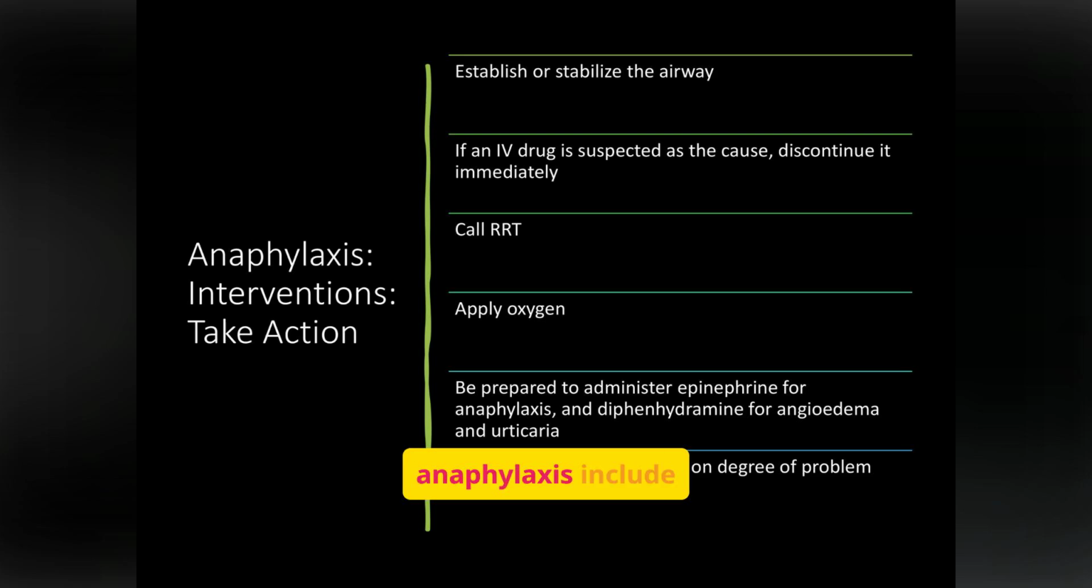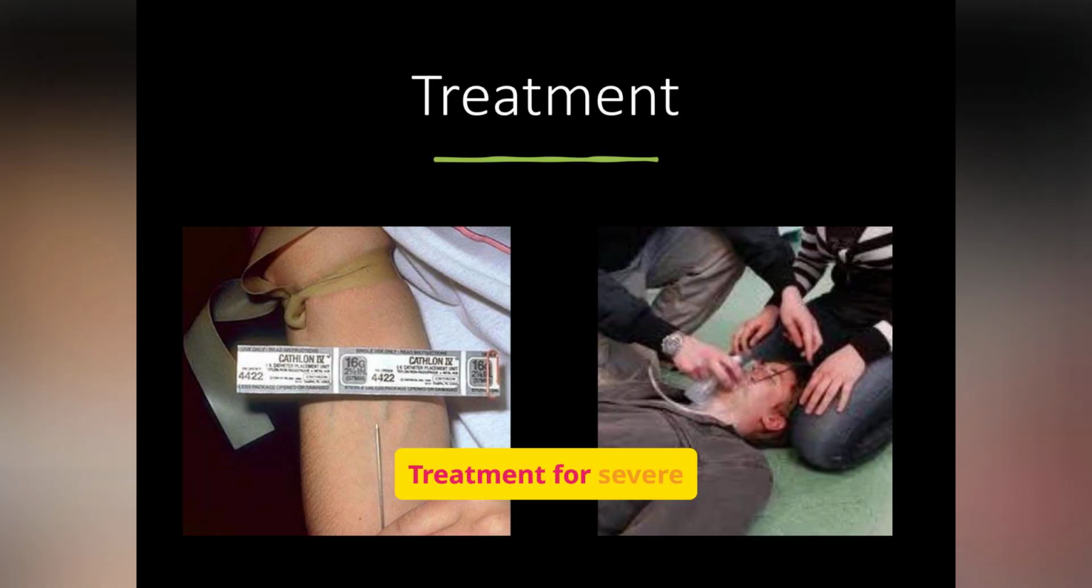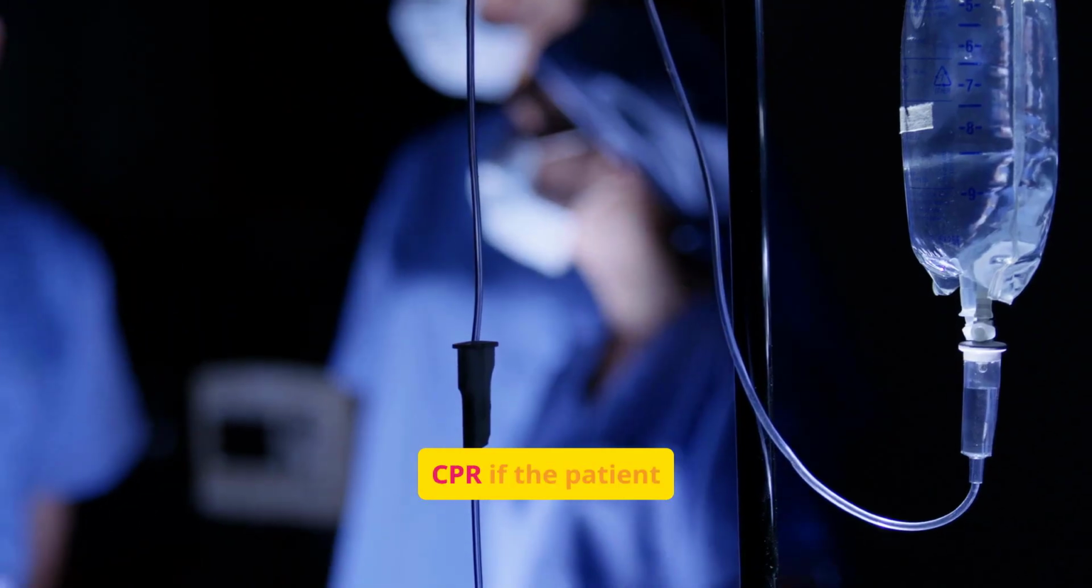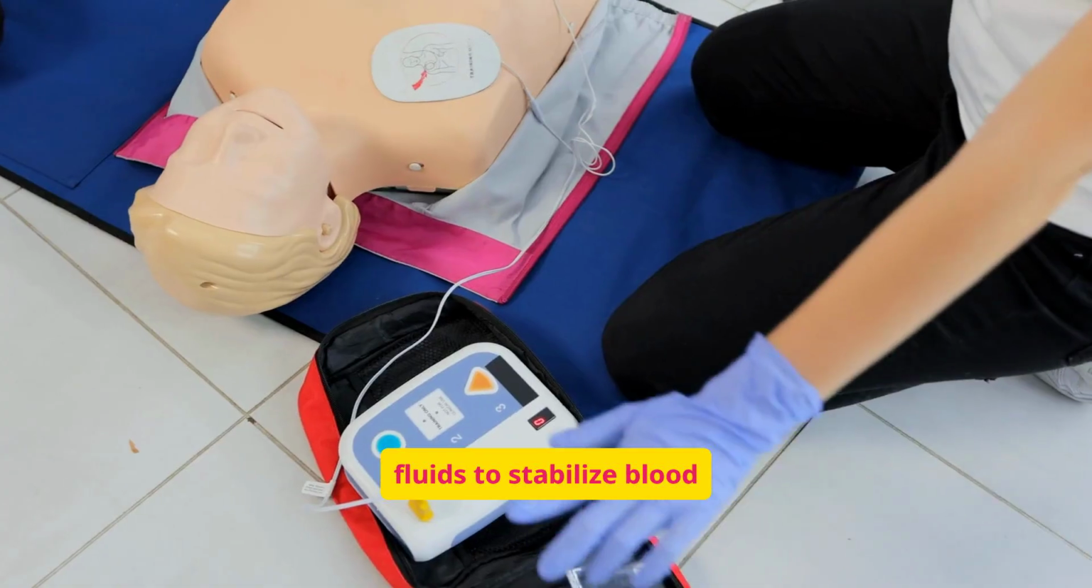Interventions for anaphylaxis include establishing or stabilizing the airway, discontinuing any suspected IV drugs, calling the rapid response team, and applying oxygen. Be prepared to administer epinephrine and diphenhydramine. Treatment for severe allergic reactions may involve IV insertion for medication administration and potentially CPR if the patient experiences cardiac arrest. Having IV access ensures we can quickly give emergency drugs like corticosteroids or fluids to stabilize blood pressure.